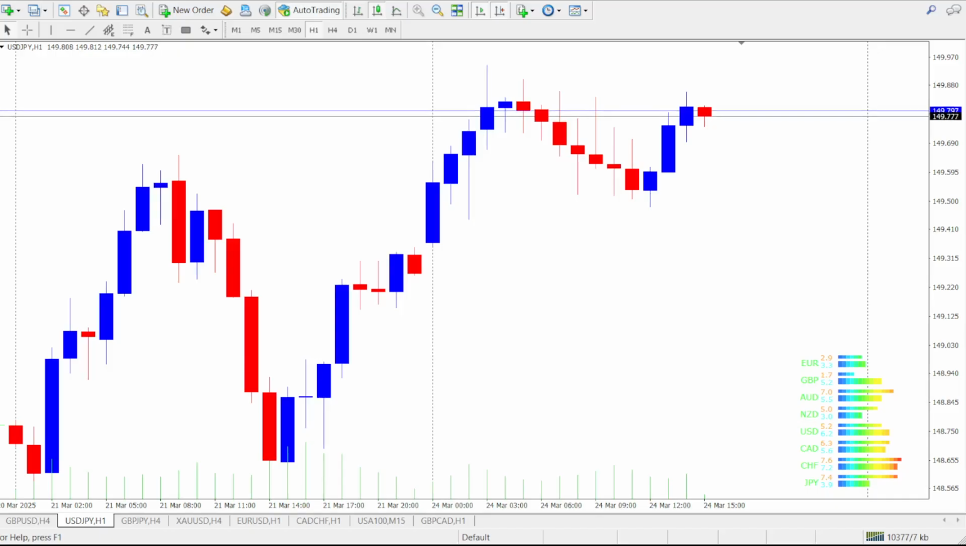So the currency power meter indicator for MT4 is quite a nice tool for analyzing market trends, but it should always be used with other technical analysis methods.